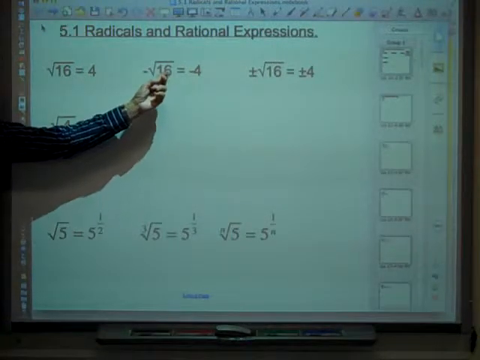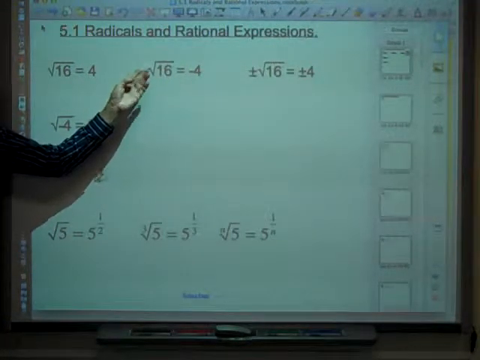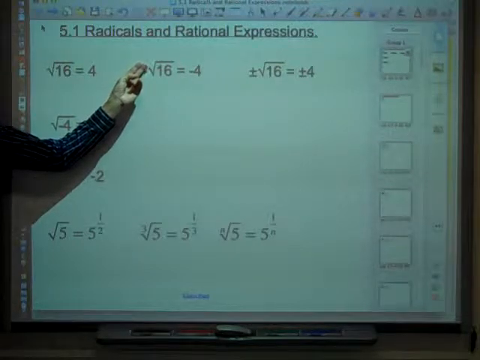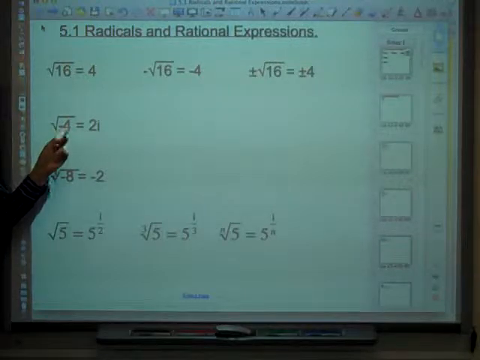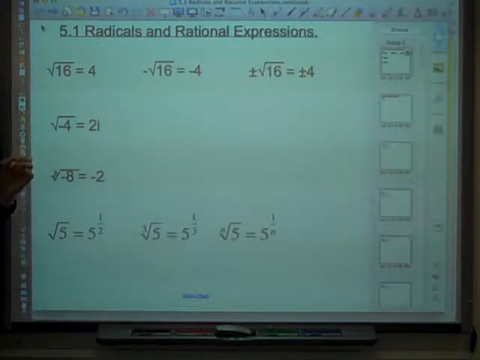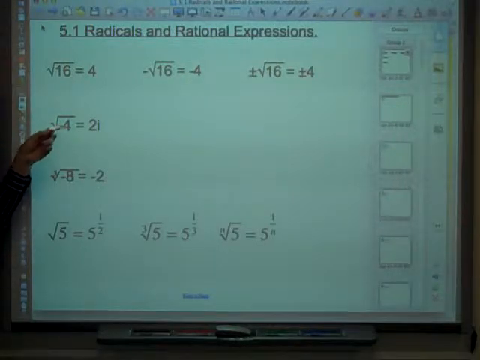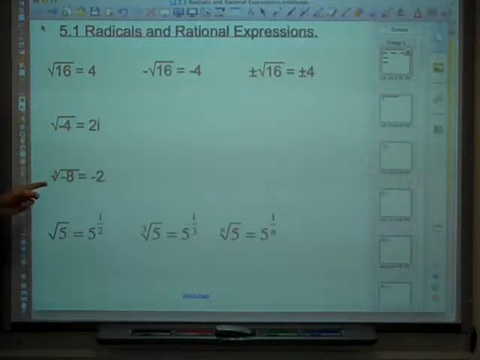What is the difference between these two? If the minus is in front, the square root of 16 itself is fine. Square root of 16 is 4. But what happens with the square root of a negative number? It's imaginary. So the square root of 4 is 2, but it's 2i for the imaginary part. And we're in pre-calc now, so you should understand why the square root of a negative is imaginary.